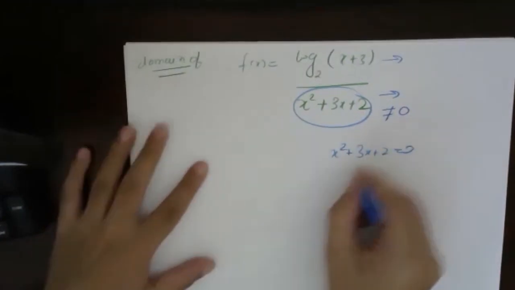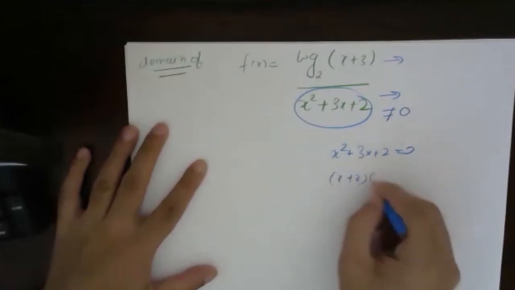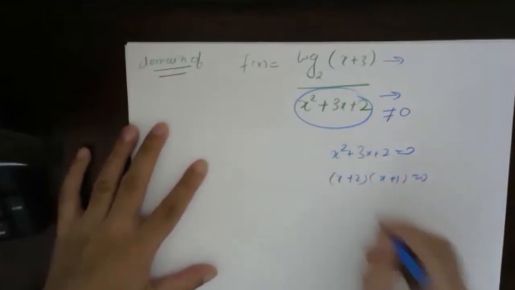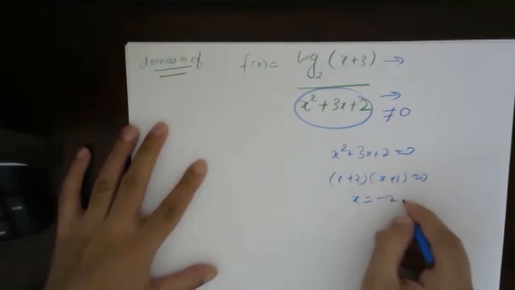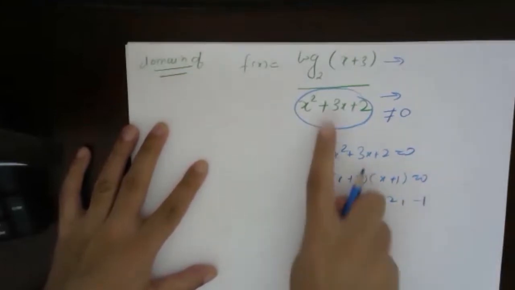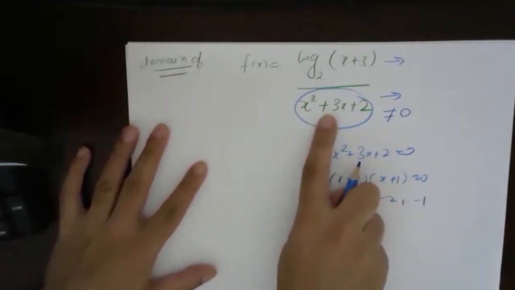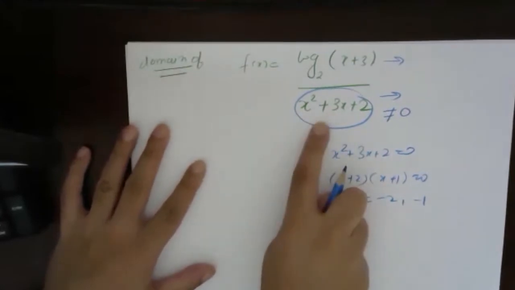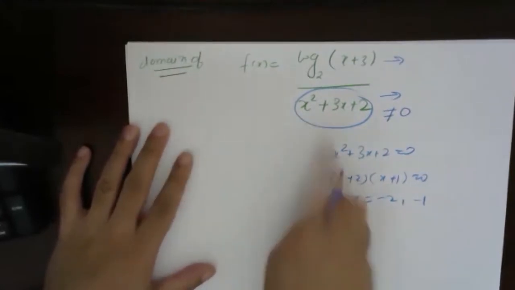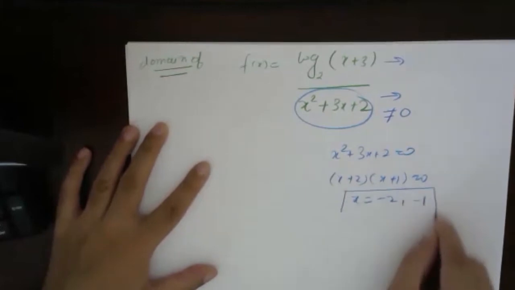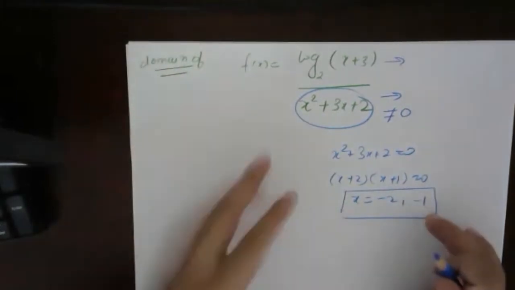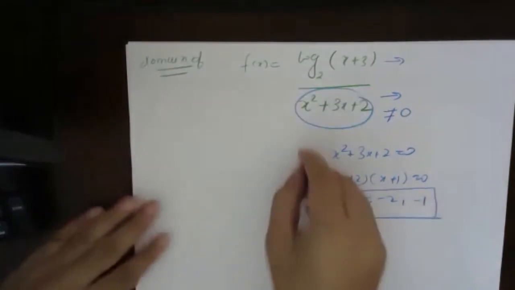For this one, we can factorize it: x plus 2 and x plus 1 equal to 0. So from here we will get x equals minus 2 and minus 1. That means for minus 2 and minus 1, this part will become 0. Right? So we will eliminate minus 2 and minus 1 from whatever we are getting from the numerator. Okay. Now let's look at the numerator.